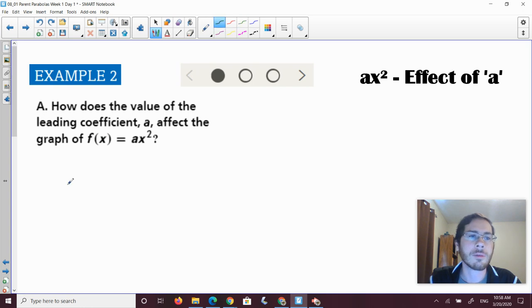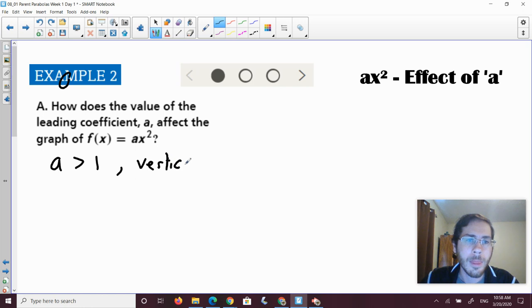If we wanted to write it, we could say that if a is greater than 1, we get the vertical stretch. And if a is less than 1, but bigger than 0, because I didn't show you any negatives yet, we get a vertical shrink.